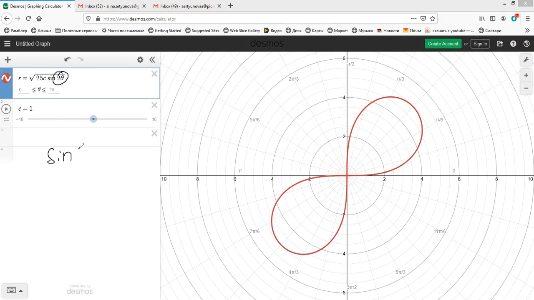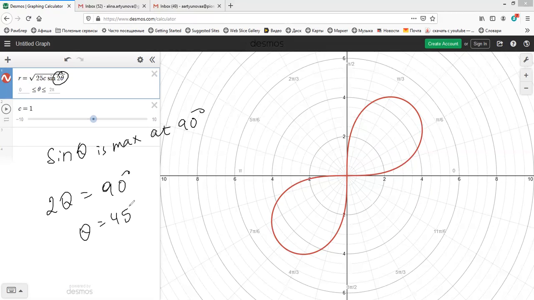We know that sine theta is maximum at 90 degrees. But when you're solving for 2 theta equal 90, you can see theta is 45. That's how we figure it out. And because Lemniscate should have 2 petals, the other one will be in the opposite direction. So 45 plus 180 will be 225 degrees. I'm going to go back to PowerPoint, take some quick notes, and that will be it.